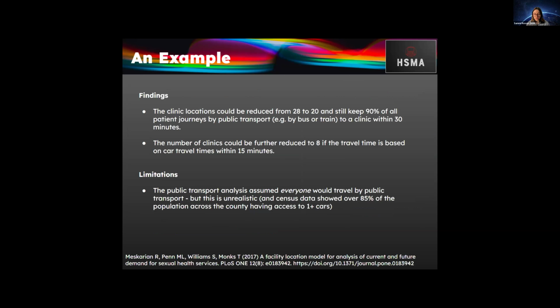The public transport analysis did, however, assume that everyone would travel by public transport, so they looked at just public transport for that section, but this is quite unrealistic. The majority of people in that county did have access to cars, but starting to think then about, does that match up with your demographic who are likely to use this clinic? It can all get quite complex. This is why a location allocation problem can be your entire project very comfortably, bringing in all these different aspects and thinking about how best to deal with them within code.